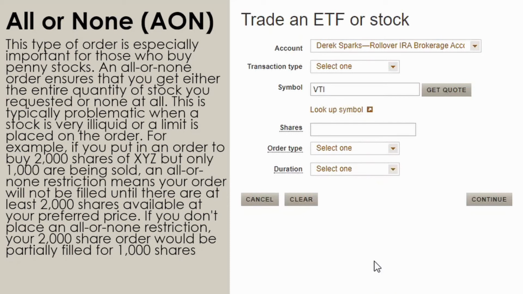For example, let's say you want to buy a low value stock and you want to buy 2,000 shares of, let's say, ABC stock, but only 1,000 are being sold. If you indicate you want an all or none, you will not purchase the 1,000 there. If you don't indicate that, you would potentially purchase the 1,000 shares and leave 1,000 unfilled.